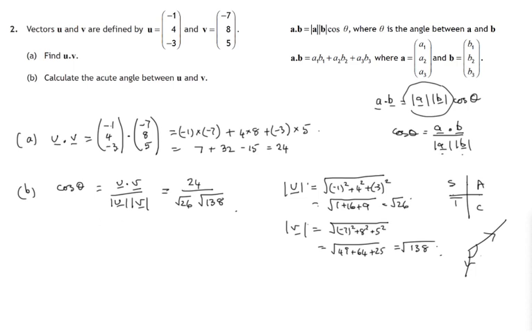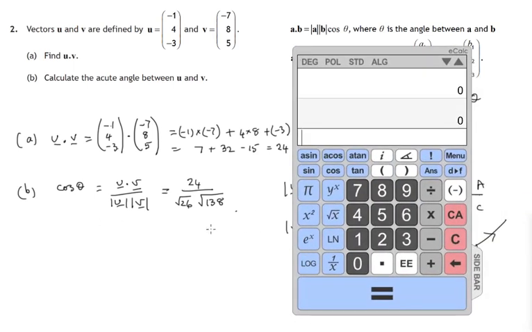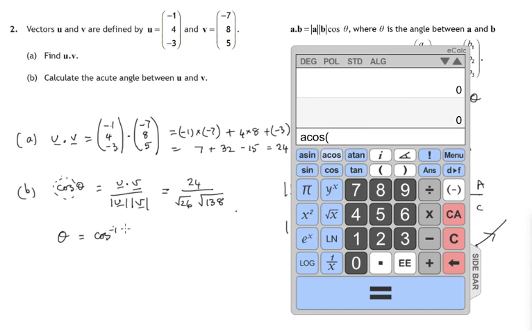Angle between two vectors cannot be greater than 180 degrees. So let's go to our calculator and see how we do this. So we don't use the cosine button. We use on this calculator a cos, or on yours it's probably cos to the -1. You use a second function button to get to the cos to the -1. So to find theta, I'll be doing the angle whose cosine is 24 over root 26 times root 138.